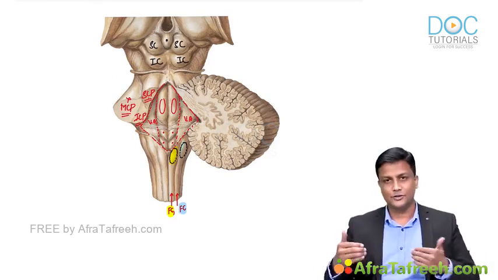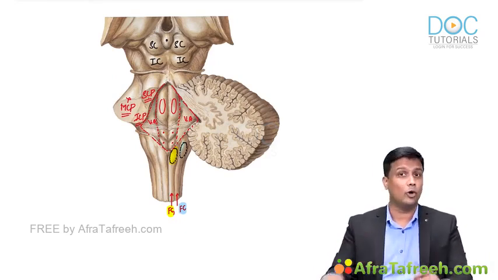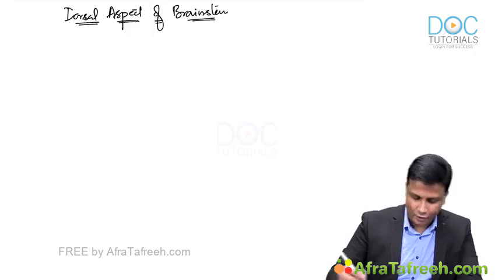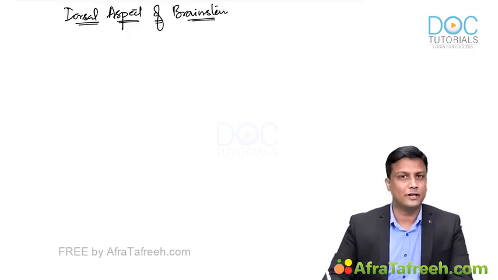Now let us do one thing, let's draw our diagram. In that I'll make you write down all the details. So better start drawing the diagram along with me now. So dorsal aspect of brainstem. We have already seen the ventral aspect in detail. Now let us learn everything on the dorsal aspect of the brainstem guys.